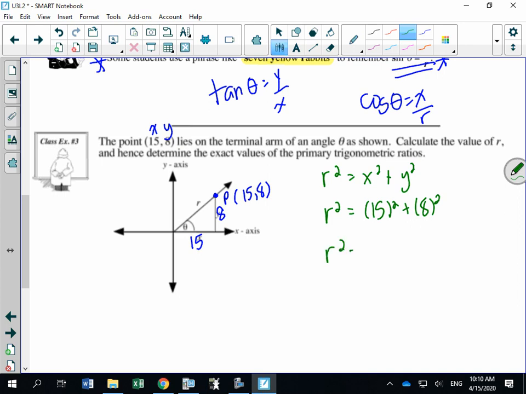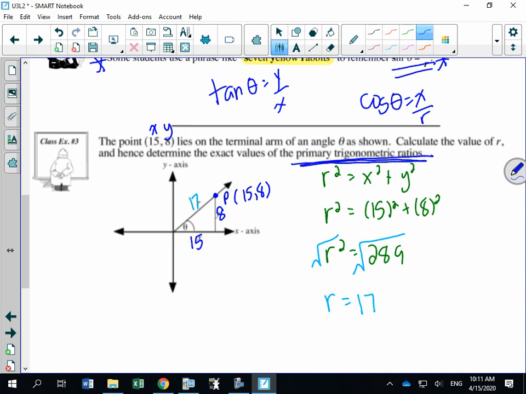If you add 15 squared plus 8 squared, you should get 289. And then when I square both sides, I would normally get plus or minus 17 as an answer, but my radius could never be a negative distance. So my radius is now 17. Once you have the three sides of your triangle, you could now write the three primary trig ratios.